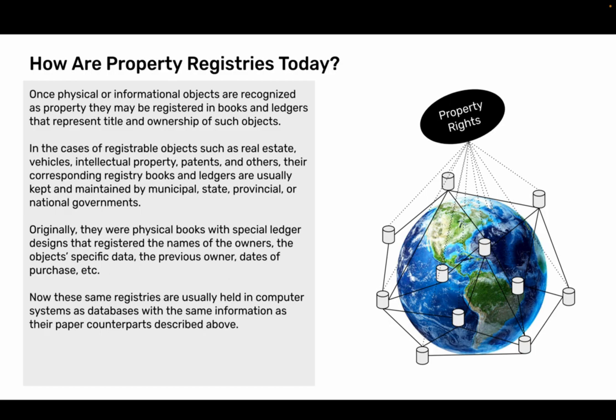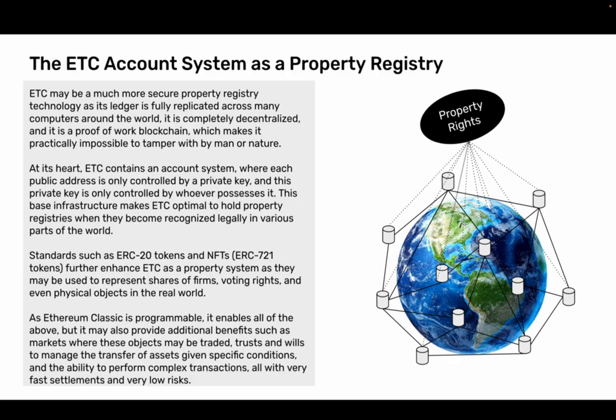Originally, they were physical books with special ledger designs that registered the names of the owners, the object's specific data, the previous owner, the dates of purchase, etc. Now, these same registries are usually held in computer systems as databases, with the same information as their paper counterparts described above.